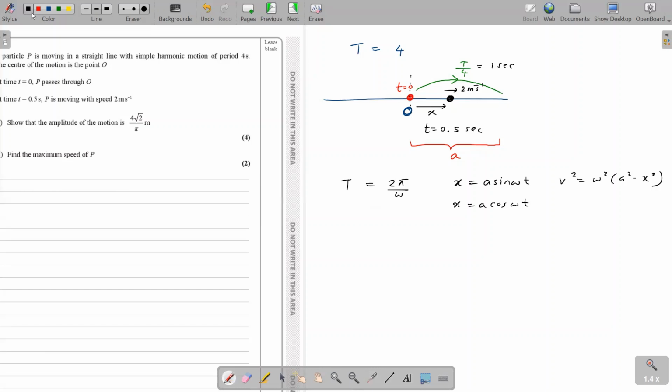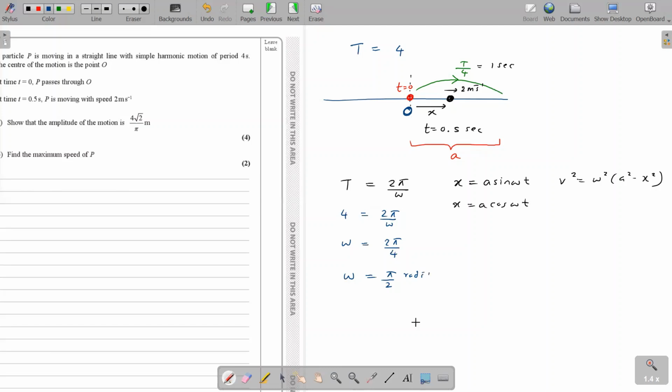Periodic time is 4 seconds. So if I apply that here, 4 equals 2 pi over omega, I can get the omega value as 2 pi divided by 4, which is pi over 2 radians per second. Are you with me? So the omega value is pi over 2.